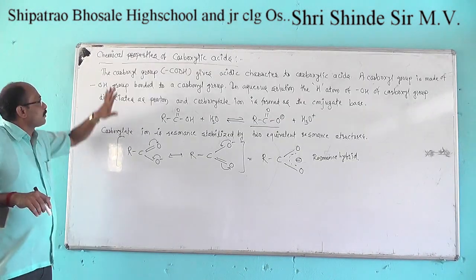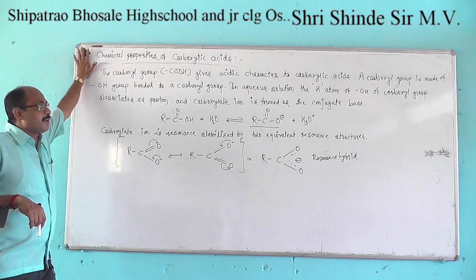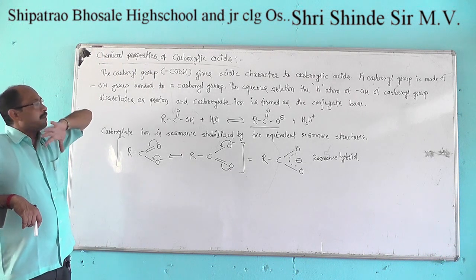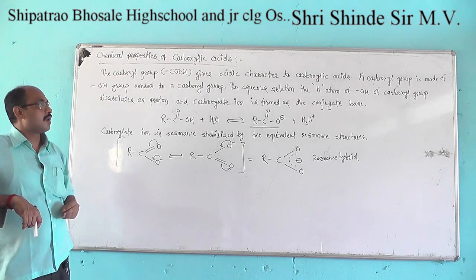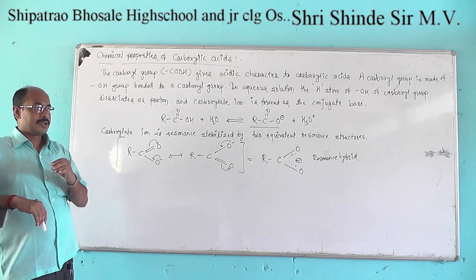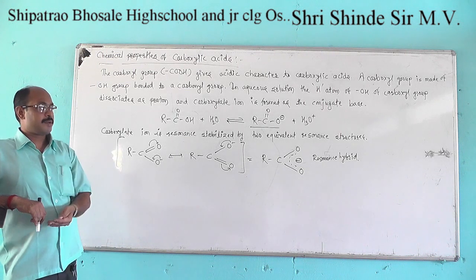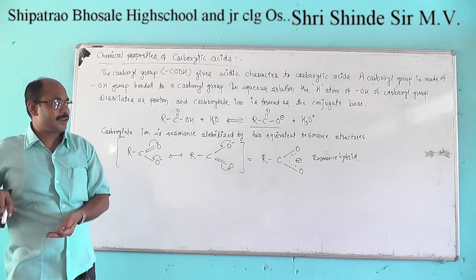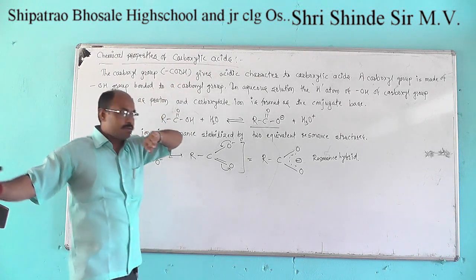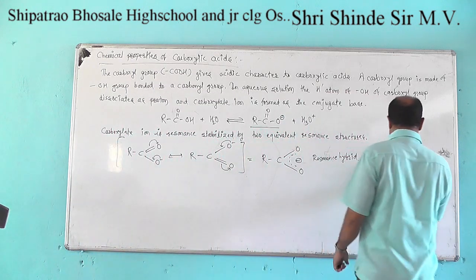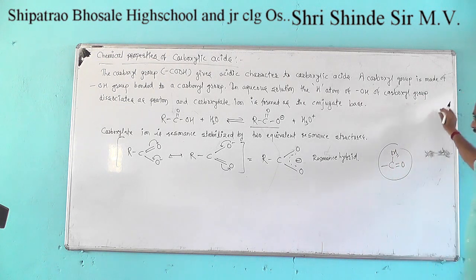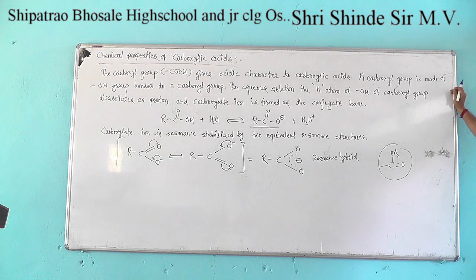So, the next point involves the chemical properties of carboxylic acids. In the chemical properties of carboxylic acid, we first have to know about the acidic character of the carboxylic acid, which is the acidity of carboxylic compounds. The hydroxyl group present in the COOH group is responsible for the acidic character of the carboxylic acids.